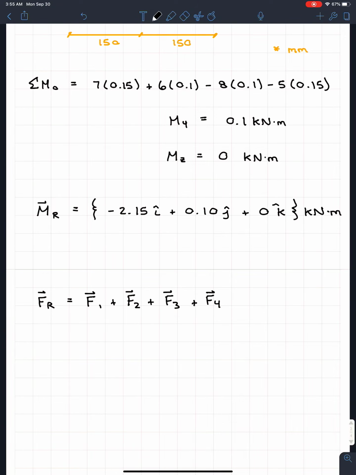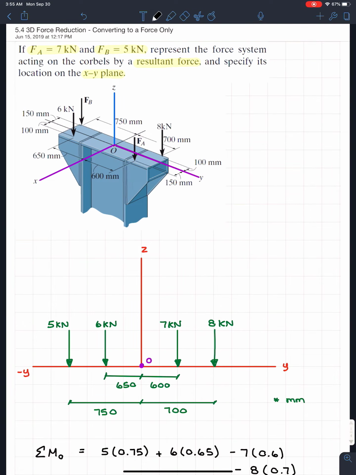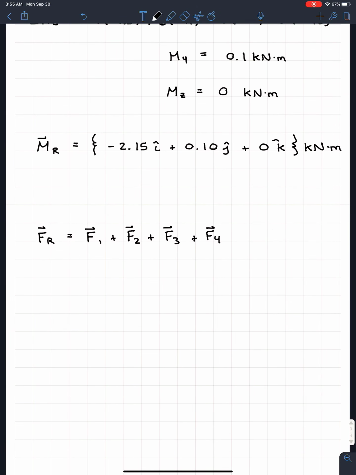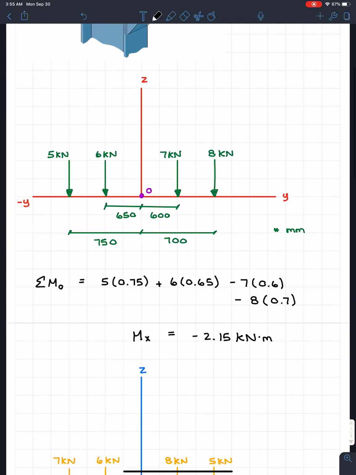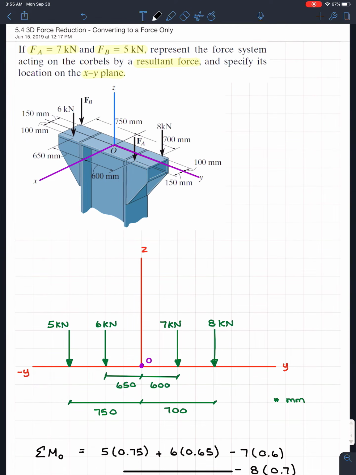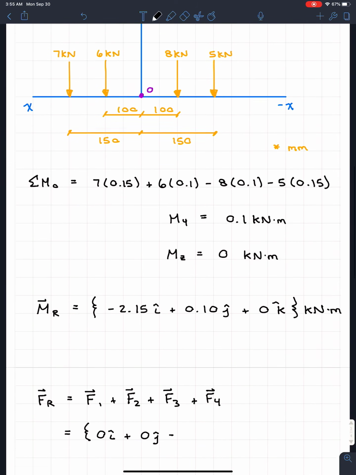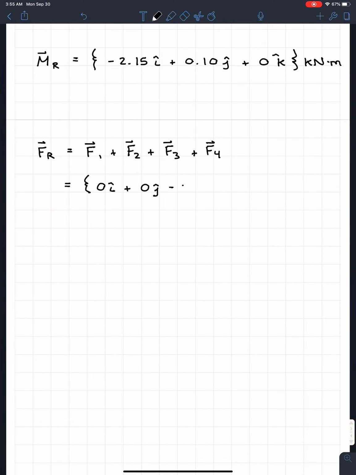Now this one's also easy because, as we discussed, those forces go in one direction. They have no x component and they have no j component. So all we have to do is just add up all those forces. So what we get in brackets is 0i plus 0j, because remember, none of those forces have an x or a y component. And it's going to be minus because all those forces are going downwards, and we're just going to add up all the forces. So 5 plus 6 plus 7 plus 8. And what we get is negative 26, so minus 26k. Ta-da! And the units were kilonewtons.